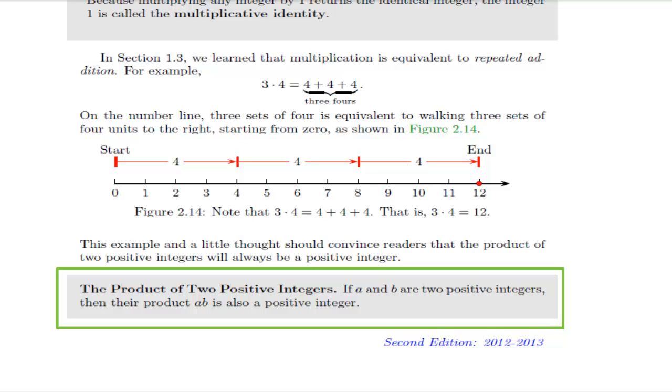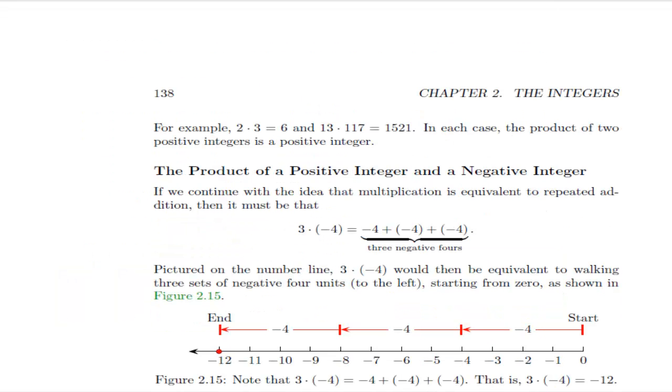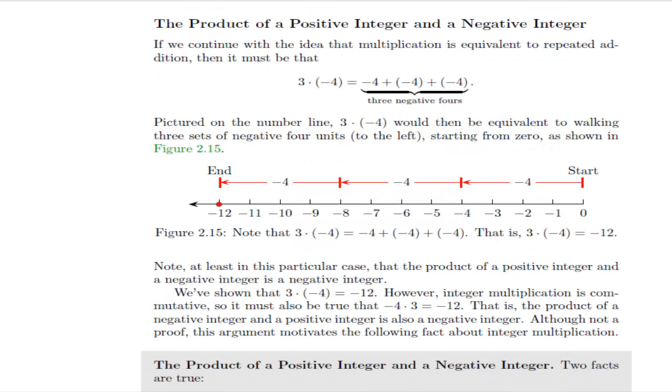If a and b are two positive integers, then their product, a times b, is also a positive integer. For example, 2 times 3, where 2 and 3 are positive, equals positive 6. And positive 13 times positive 117 equals a positive 1,521. In each case, the product of two positive integers is a positive integer. But what about the product of a positive integer and a negative integer? So, two integers of different signs.